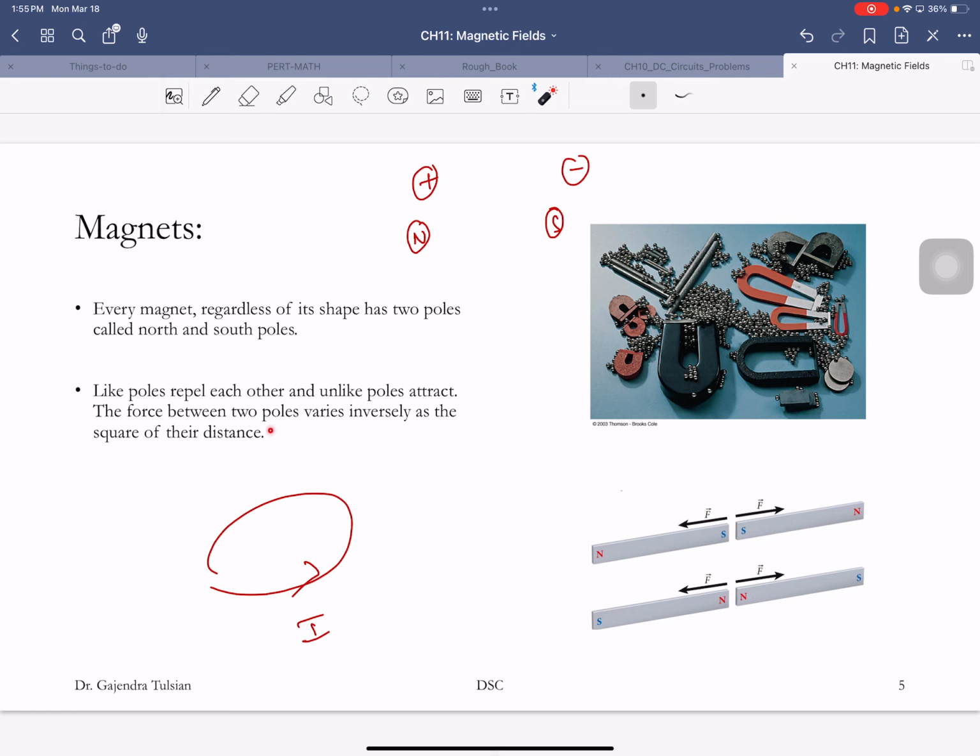What does that statement mean? It decreases exponentially. No, it is proportional to 1 over r squared. You double the distance between the poles, the force decreases by a factor of 4. So it's an inverse square law, just like gravitation, just like the force between charges and so on.